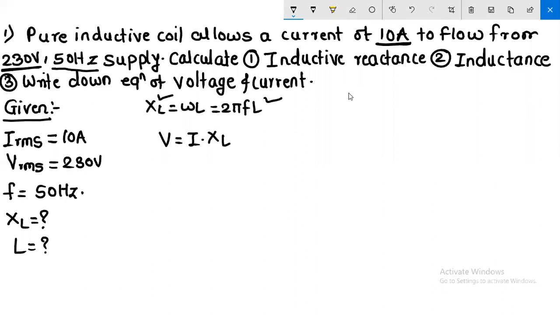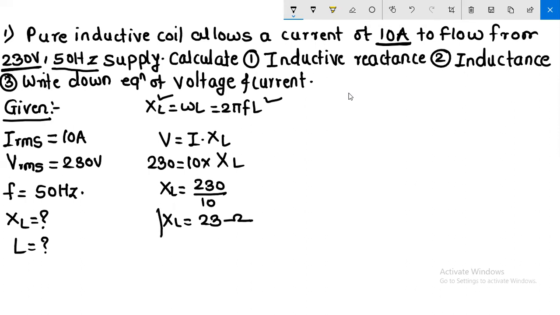Now what to do? Just see here. Put this value here: 230 is equal to the current 10 into XL. So what value of XL am I getting? 230 divided by 10, that is XL is 23. The reactance always has the unit ohm. So my inductive reactance is 23 ohm. Got it, everyone?